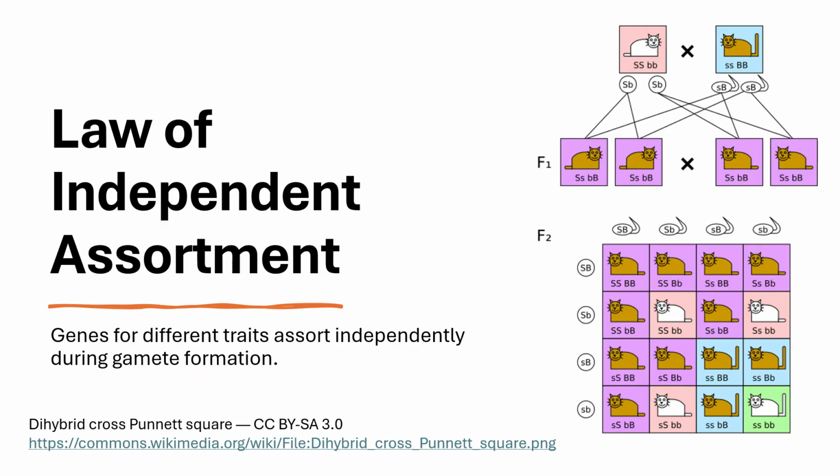Mendel's second law, the law of independent assortment, states that genes for different traits are inherited independently of one another. This explains genetic variation.